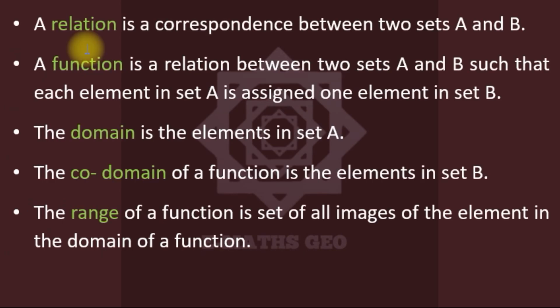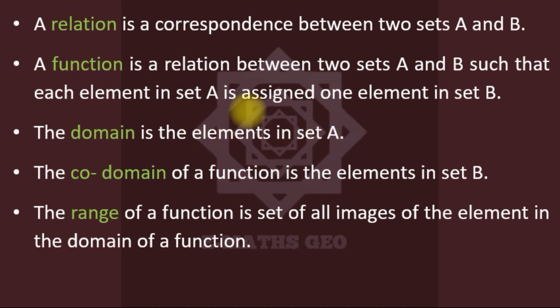So first, a relation is a correspondence between two sets, A and B. If you have a correspondence between two sets, we'll call it a relation. A function is now a relation between two sets, A and B, such that each element in set A is assigned one element in set B. So whenever you have two sets, such that each of the elements inside the set is assigned to one element in another set, we'll call it a function.